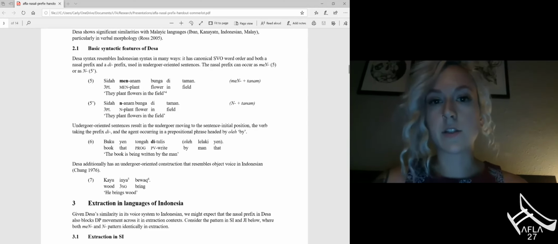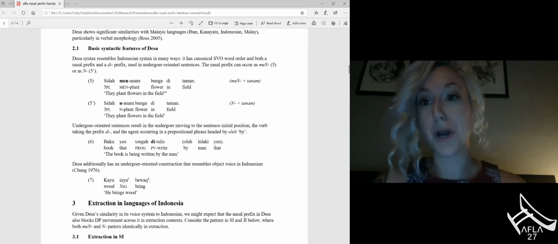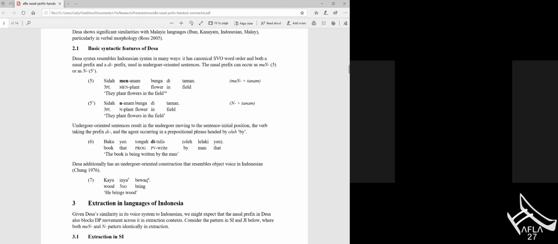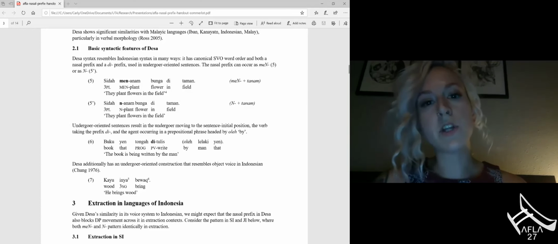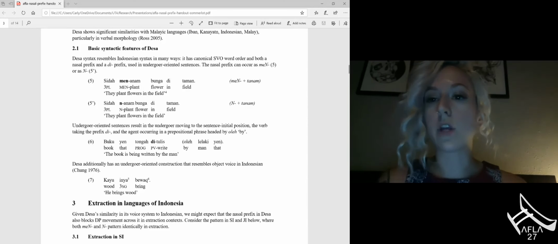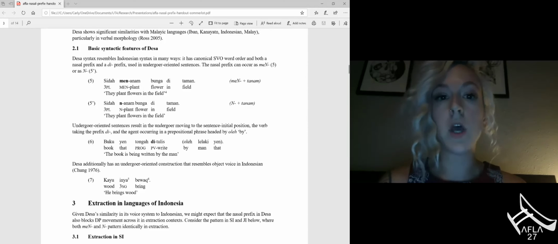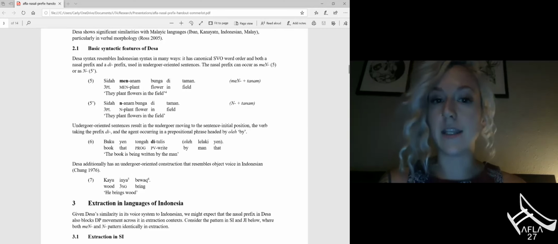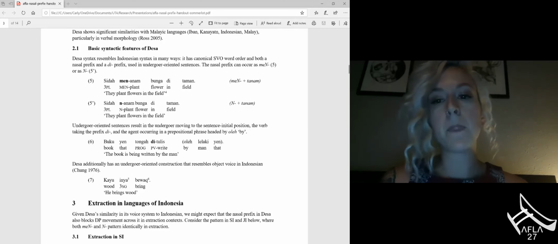So Desa syntax does resemble Indonesian syntax in several ways. It does seem to have canonical subject-verb-object word order, and uses both a nasal prefix and a D prefix, which is used in undergoer-oriented sentences. So this nasal prefix can occur as meng- or as just the N, as we see in 5 versus 5 prime. So it's okay to say sidang menanam bunga di taman, they plant flowers in the field, but additionally you can also just say sidang nanam bunga di taman and not have that full nasal prefix on the verb.